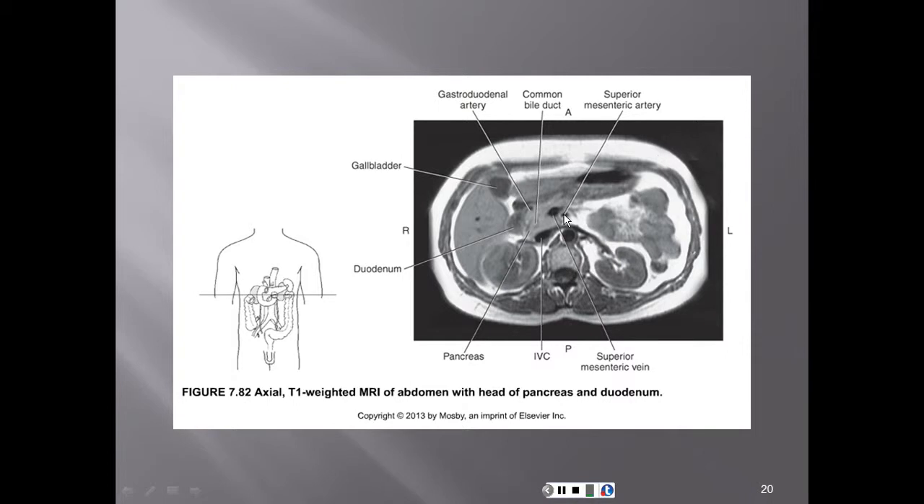This is the superior mesenteric artery. It's a branch off of the aorta, descending or abdominal aorta right there. It's the second branch after the celiac artery. Left kidney.